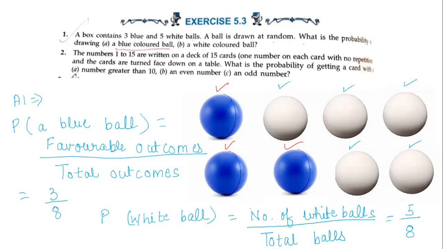Next, let us see the next question. The numbers 1 to 15 are written on the face of 15 cards, one number on each card with no repetition, and the cards are turned face down on the table. What is the probability of drawing a card with a number greater than 10, an even number and an odd number?